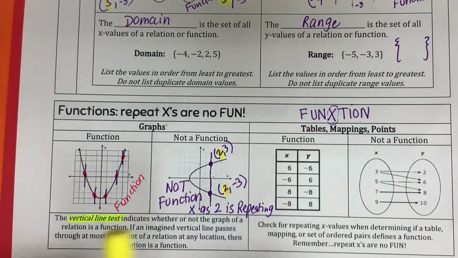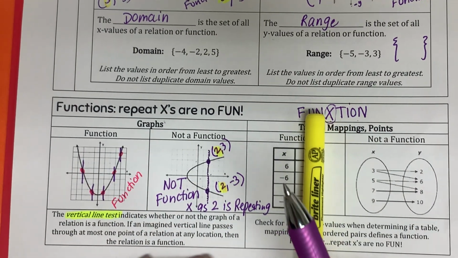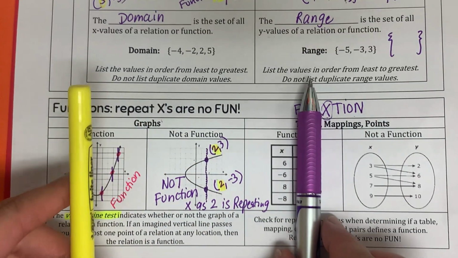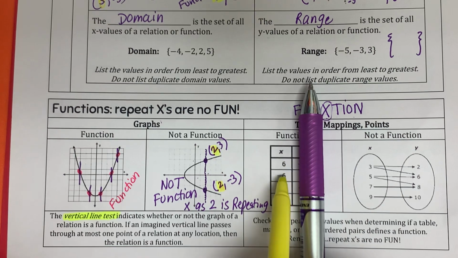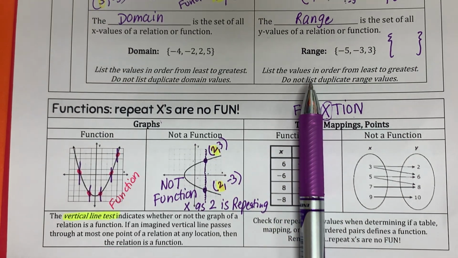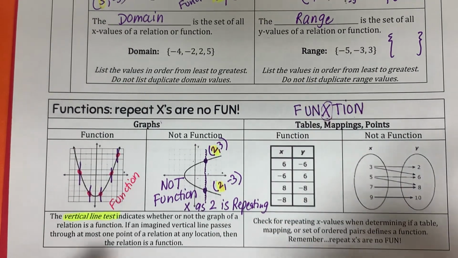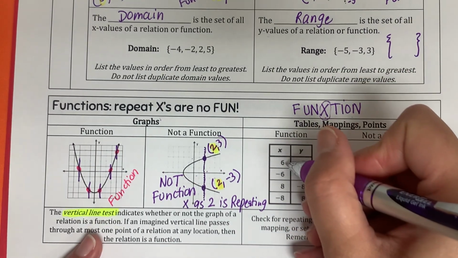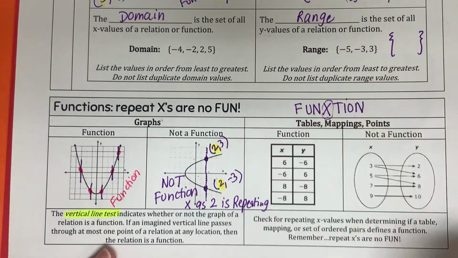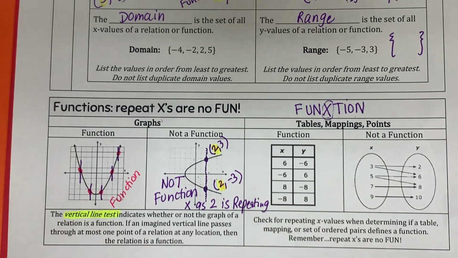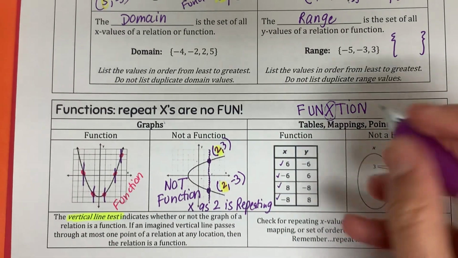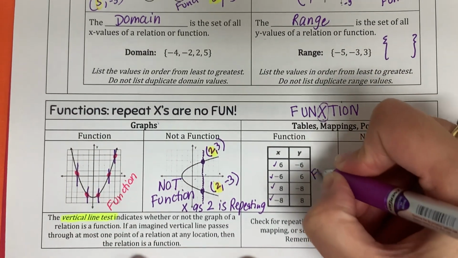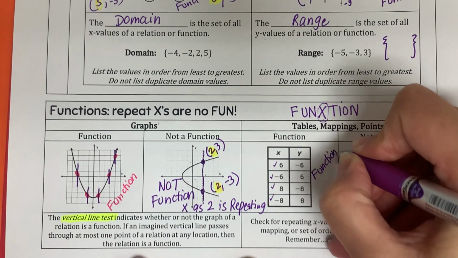So at this time, I don't care about this. Let me hide this. I don't care about the y. All I'm going to do is look for the x and highlight if they were repeating. 6, -6, 8, -8. None of these numbers are repeating, because this is a +6 and that's a -6. +6 and -6 are 12 units apart on a number line. They're not the same. So all these numbers are fine. None of them is repeating. This is a function. So this table is a function.